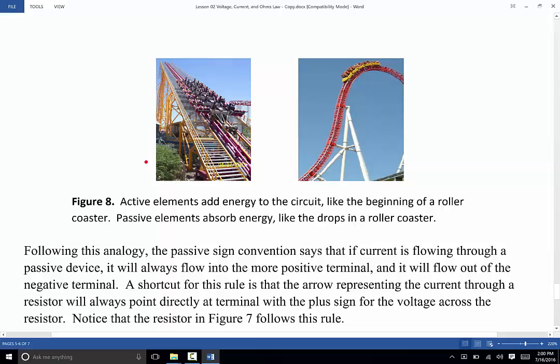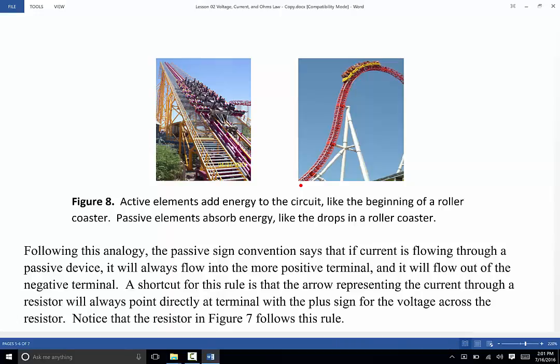In the same way, this roller coaster part on the left is like an active device that's adding energy to the circuit, whereas the falls and things like that, that's going to be the portion of the roller coaster that comes later. That's going to be like a passive device, where it's simply absorbing energy. So if you're in a passive device, you always have to start at a higher elevation, and you always have to go toward a lower elevation. The same thing is true in a circuit as well. If the circuit is going to run, passive elements must go from a higher voltage to a lower voltage.